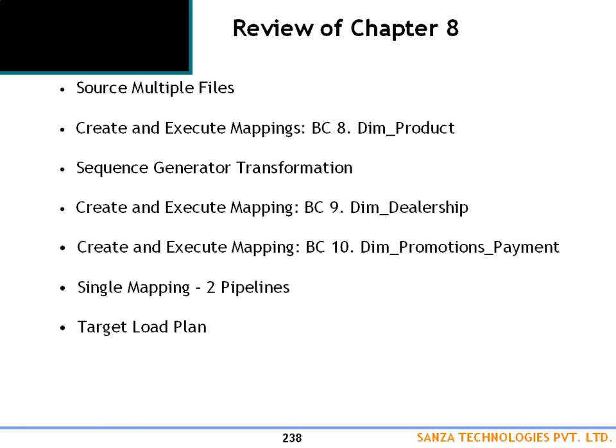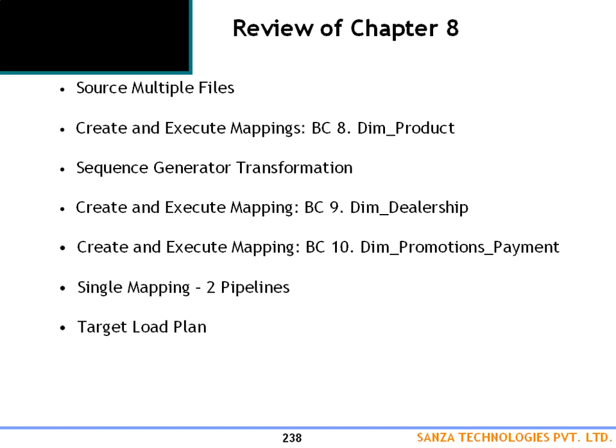To extract data from multiple files, we have to create a file list, a file with the names of those files from which you want to extract the data. That is called a file list, in which we specify the names of the files. In the session properties, we give the path of the file list. The file list is the one which contains the file names. Then we change the source type from direct to indirect.